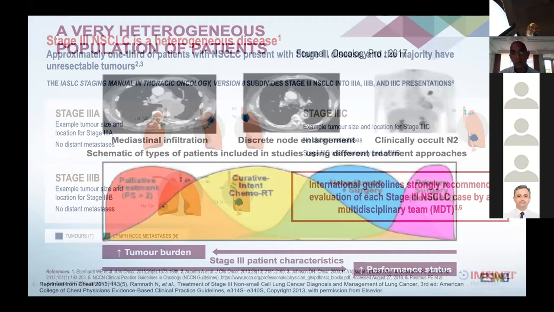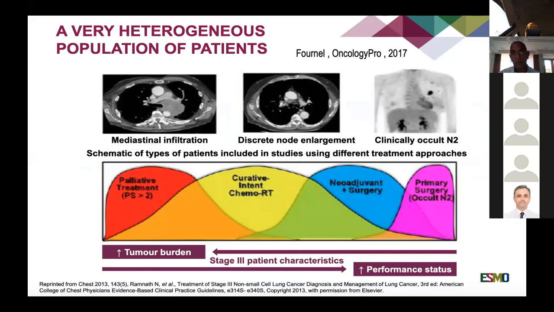So you can see clearly that the therapeutic decision will depend on two important parameters. First, the tumor burden of the disease, because stage three is not a similar disease, it's a heterogeneous disease, and also the performance status of the patients. It can go from a palliative treatment to a surgery if we have an occult N2.